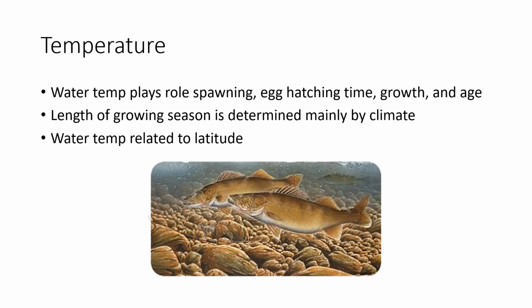The main influence so far has been temperature and climate. We've gone over how water temp plays a role in spawning, egg hatching time, growth, and age and longevity of walleye. Because temperature is largely dependent on latitude, differences of these processes vary from southern latitudes to northern latitudes. Temperature or climate are not the only factors that vary by latitude and can play a role on these processes, though.